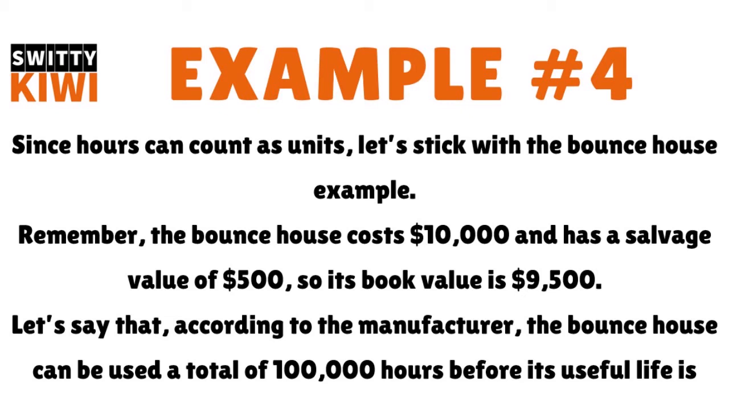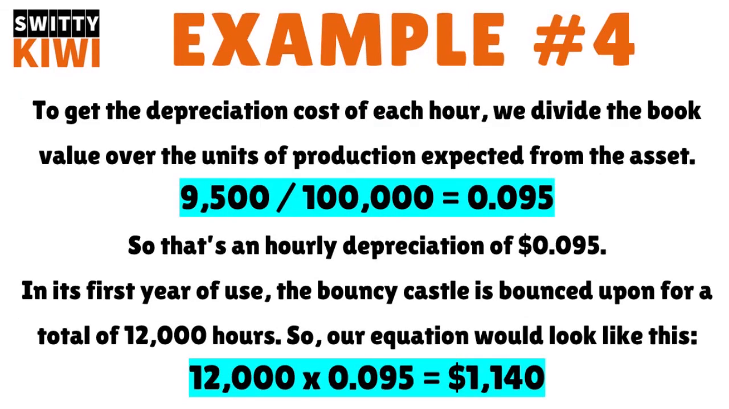To get the depreciation cost of each hour, we divide the book value by the units of production expected from the asset. So $9,500 divided by 100,000 is 0.095, so that's an hourly depreciation of $0.095. In the first year of use, the bounce house is bounced upon for a total of 12,000 hours. So our equation will look like this: 12,000 times 0.095, that's 1,140.